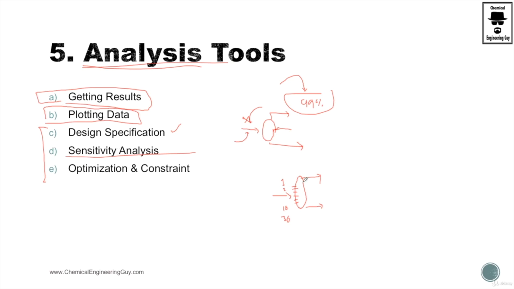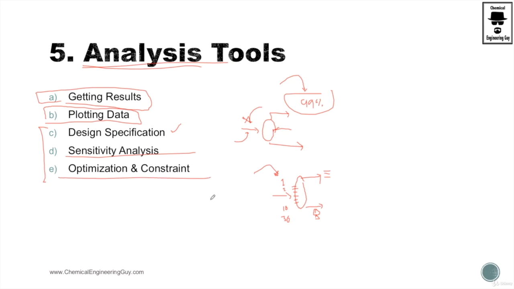We use sensitivity analysis, and instead of running one by one, we just select the sensitivity analysis, select the variables that are going to be changing, and verify our purity. Maybe you want to verify the reboiler duty, or maybe you want to check the efficiencies and so on. You can do it this way.